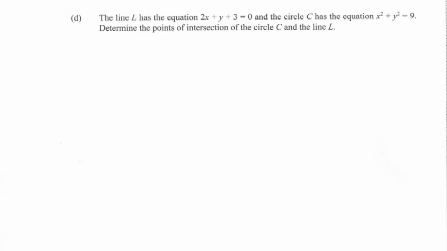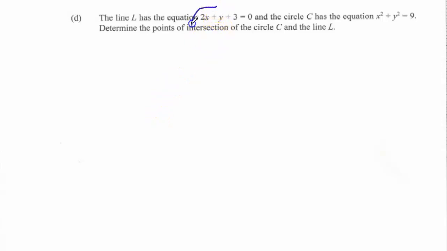Part D. The line L is 2x plus y plus 3 equals 0, and the circle C has equation x squared plus y squared equals 9. Determine the points of intersection of the circle and the line. So this would be best solved using substitution.